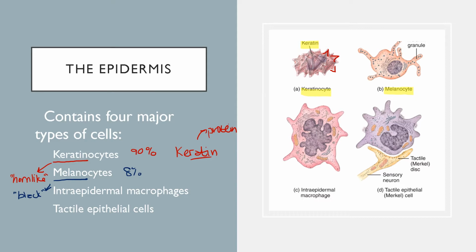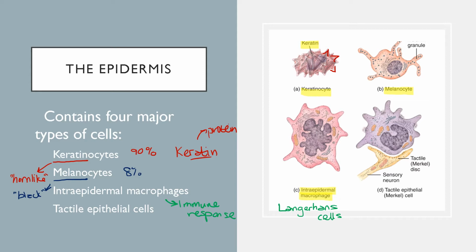Next we have the intraepidermal macrophages. These are also called Langerhans cells. So I'll write this in here because this will come up later as well. We'll see both of these terms used. These are cells that are involved in the initial immune response. They are found in very small percentages in the epidermis compared to the keratinocytes and melanocytes. There are going to be very few intraepidermal macrophages.